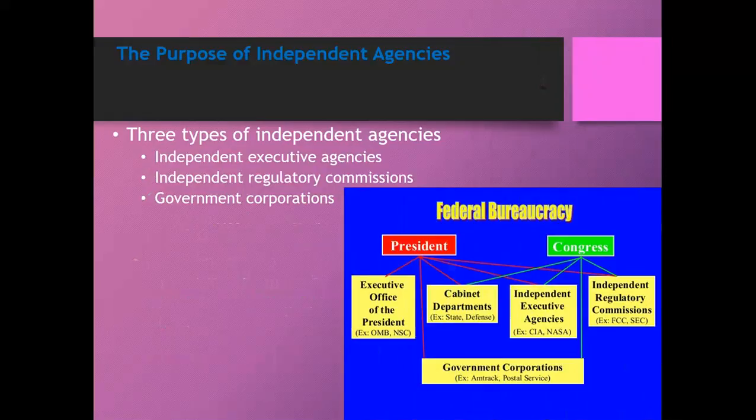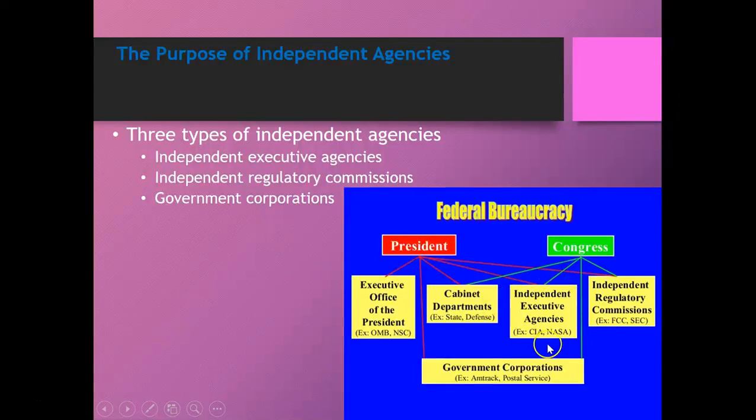There's three types of independent agencies. Okay, so we'll look at this little diagram over here. So you can see the executive office of the president. Some of you will be talking about that tomorrow on Thursday when you go through your presentation. Some of you will be talking about the cabinet departments. Those that have national security will talk about defense. And then we have some that are over here with Congress.